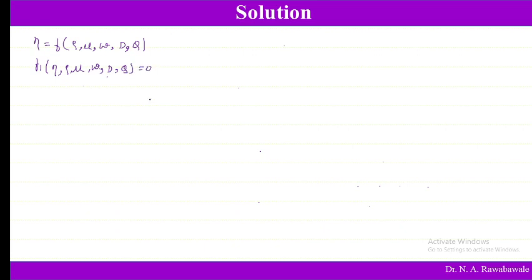So either of these two can be written in this way. Here we can see the dimensions of these variables. So here we have n equal to 6, the number of variables, and we have m equal to 3, the fundamental dimensions. Therefore, we can write n minus m number of pi terms can be formed.